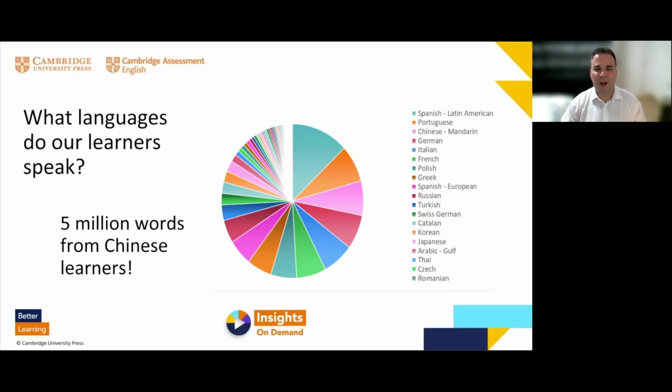And so, as you can see, we have learners from a huge number of language backgrounds. We have around about 5 million words of data for Chinese speaking learners across all CEFR levels. So let's look at those in more detail.